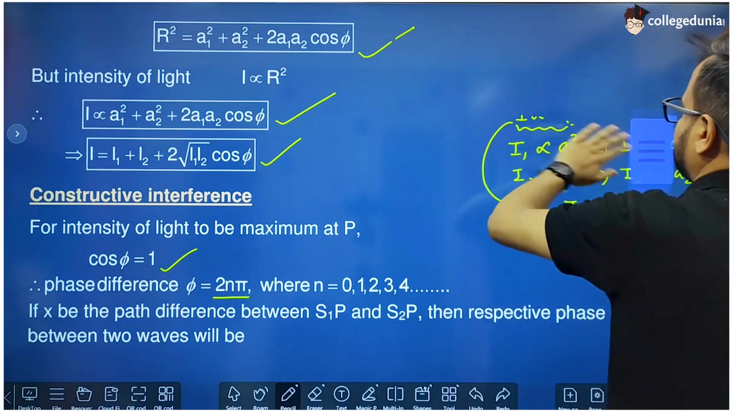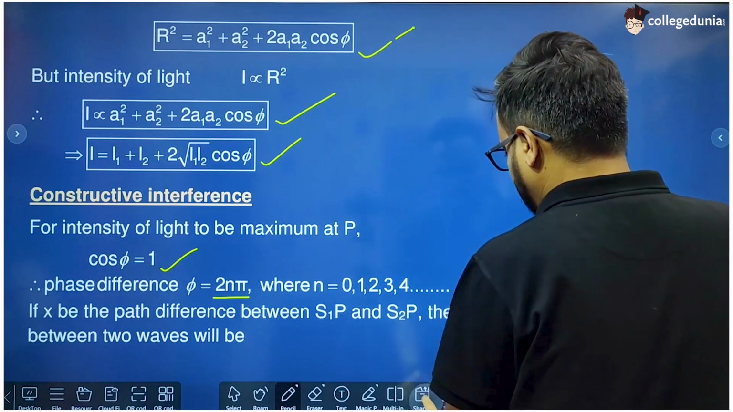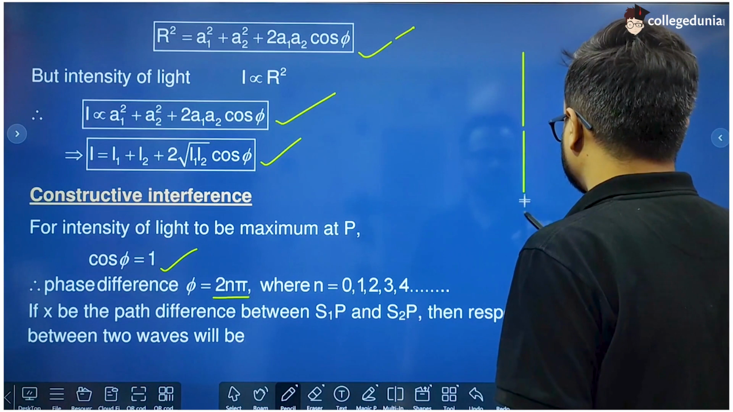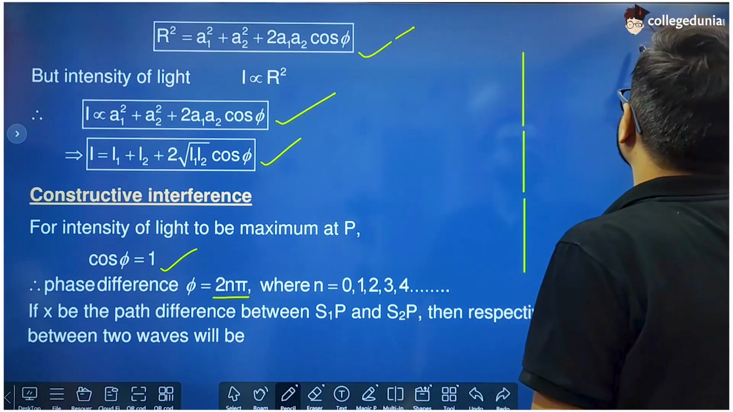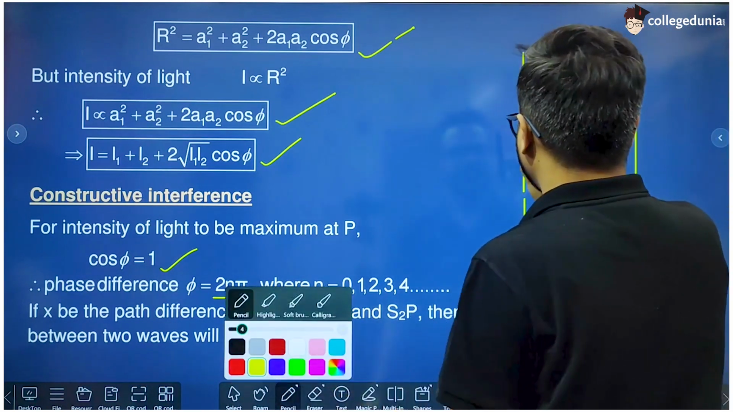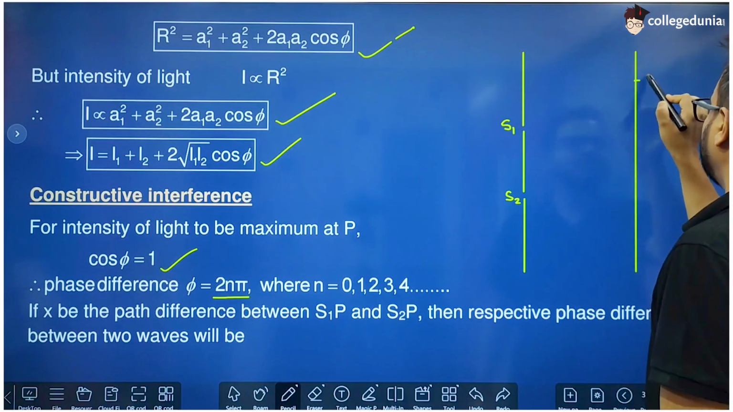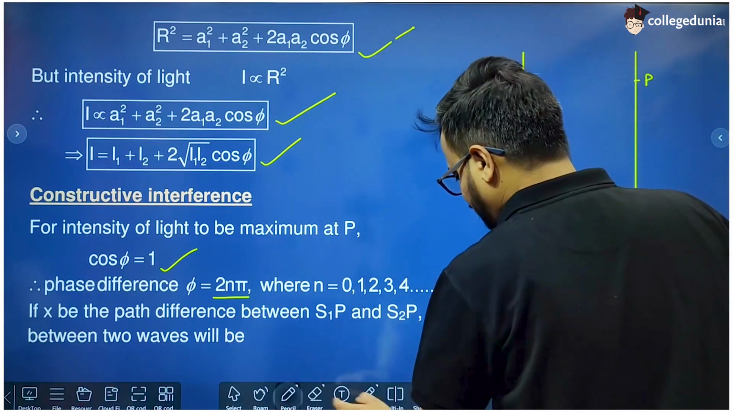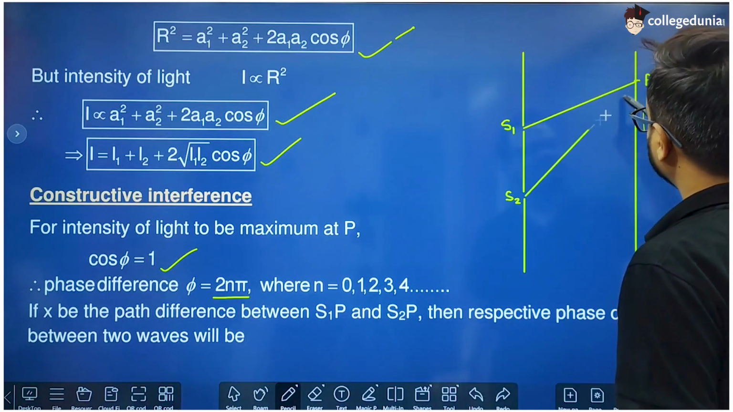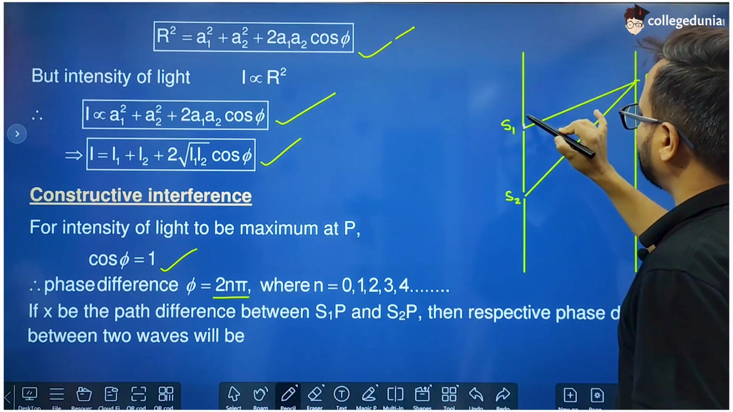What is a path difference? This is the setup of the Young's double slit experiment. This is source S1 and this is source S2. Now suppose here we have a general point P. So the waves reaching at this point are like this.